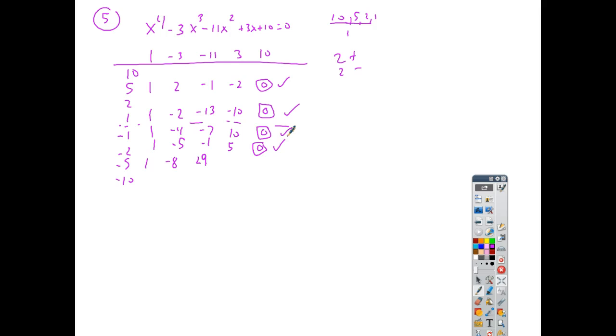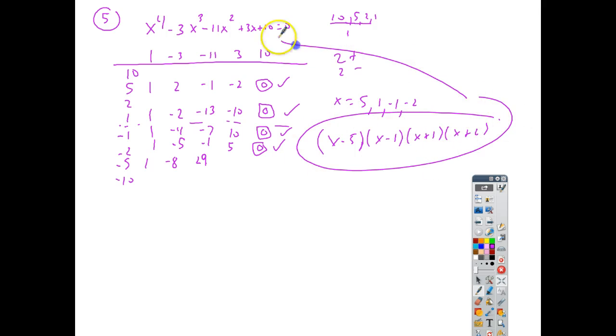So my answers are x equals 5, 1, -1, and -2. Remember, that means that the factors of this thing are x minus 5, x minus 1, x plus 1, and x plus 2. If you FOIL this together, you get that ugly thing. If this were to be on a test, you want to grade the I'm going to tell you what answers I want. I'm reminding you of the facts.